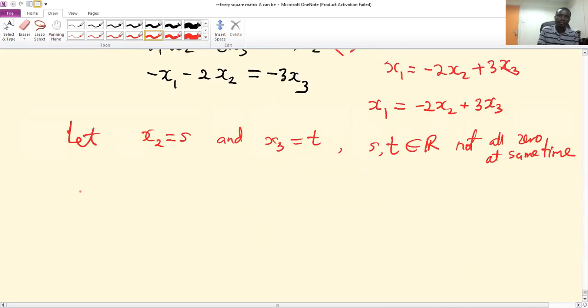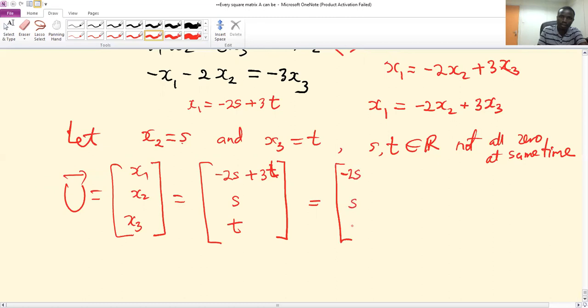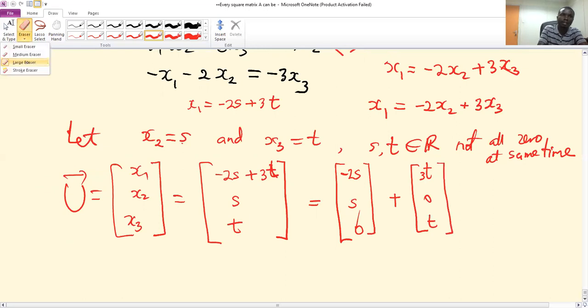So that means that the u vector will be given by x1, x2, x3. So x1 is given by, when you say x2 is s, x3 is t, then that means that x1 will be minus 2s plus 3t. So x1 you put minus 2s plus 3t. x2 you put s, x3 you put t, which you can write as minus 2s, s, 0 plus 3t, 0, t. So separating s values and t values.